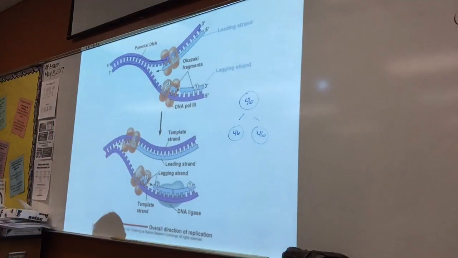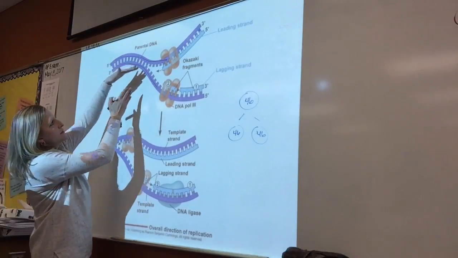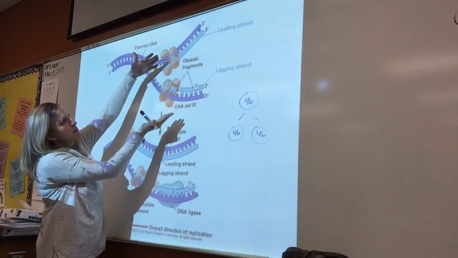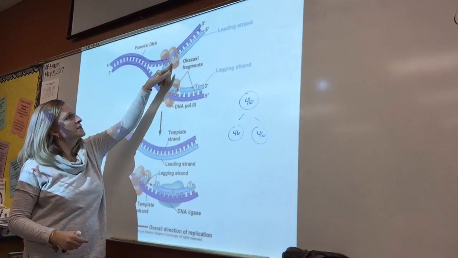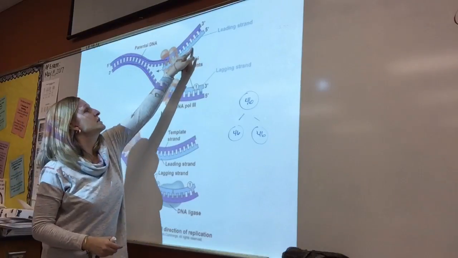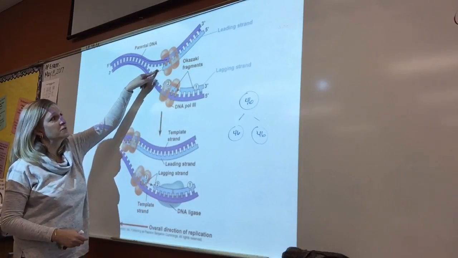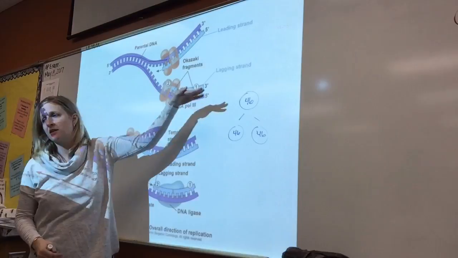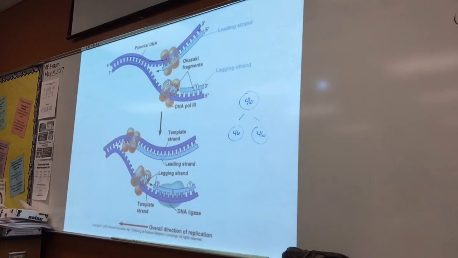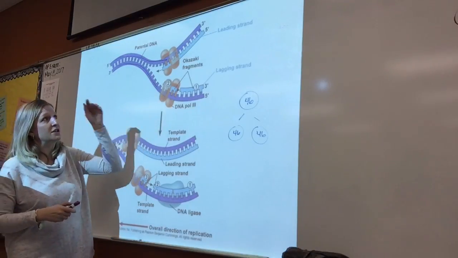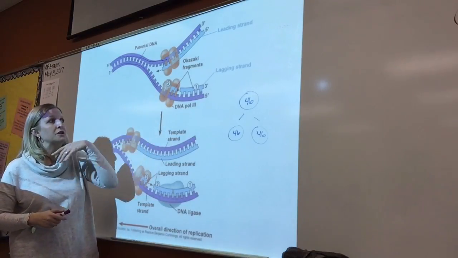That's correct. She was talking about this Y-shape here. That's called the replication fork. The leading strand adds nucleotides in the direction towards that replication fork. The lagging strand is in the opposite direction. Now let's talk about why that is. It has to do with some pickiness of DNA polymerase 3 when it adds nucleotides.